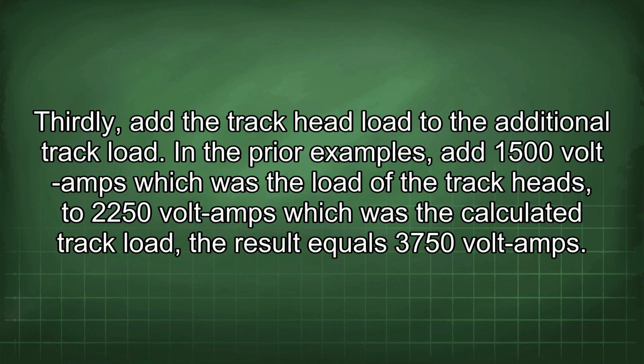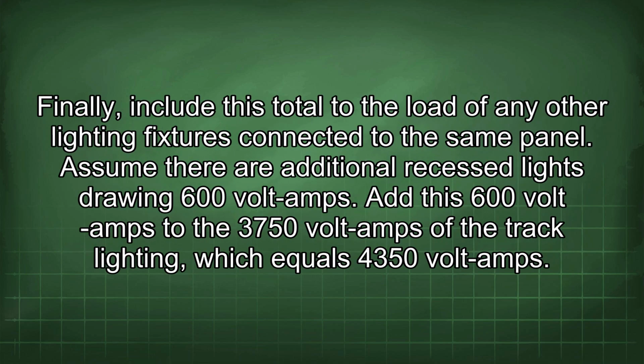Thirdly, add the track head load to the additional track load. In the prior examples, add 1500 volt amps, which was the load of the track heads, to 2250 volt amps, which was the calculated track load. The result equals 3750 volt amps. Finally, include this total to the load of any other lighting fixtures connected to the same panel.